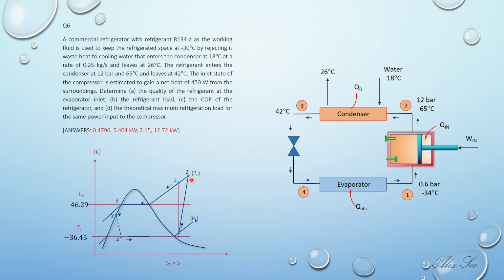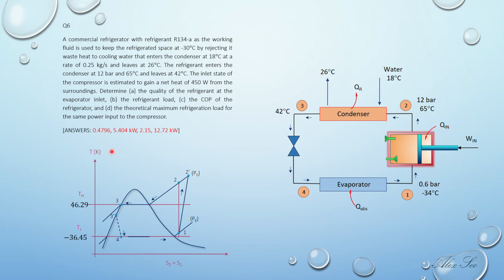Based on this part, here you have undercooling 3 to 3 prime, and then 3 prime to 4, where H3 prime is equal to H4. And this is the schematic diagram we have. Very simple, just find out H1, H2, H3 and H4 at all the points shown in the diagram, on the T-S diagram or the schematic diagram.